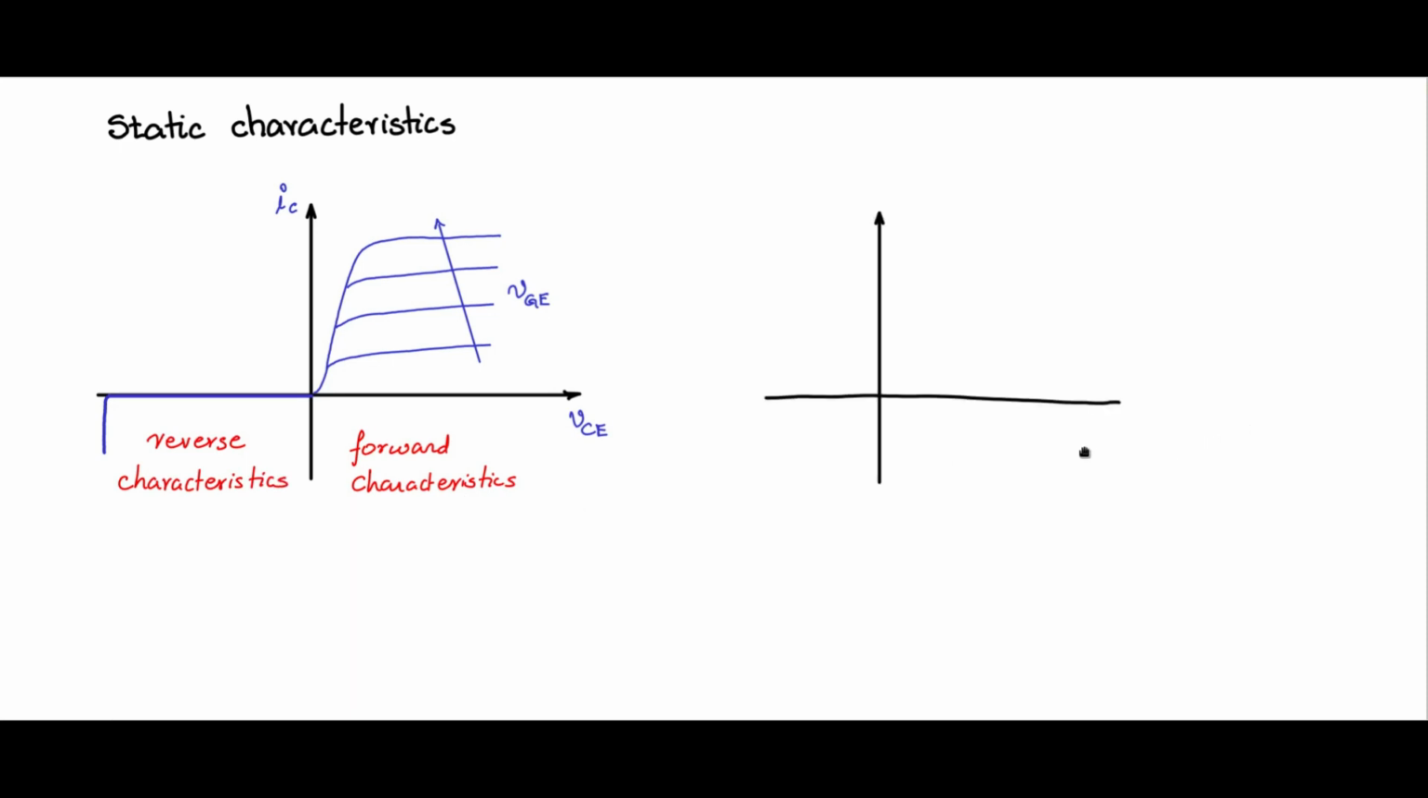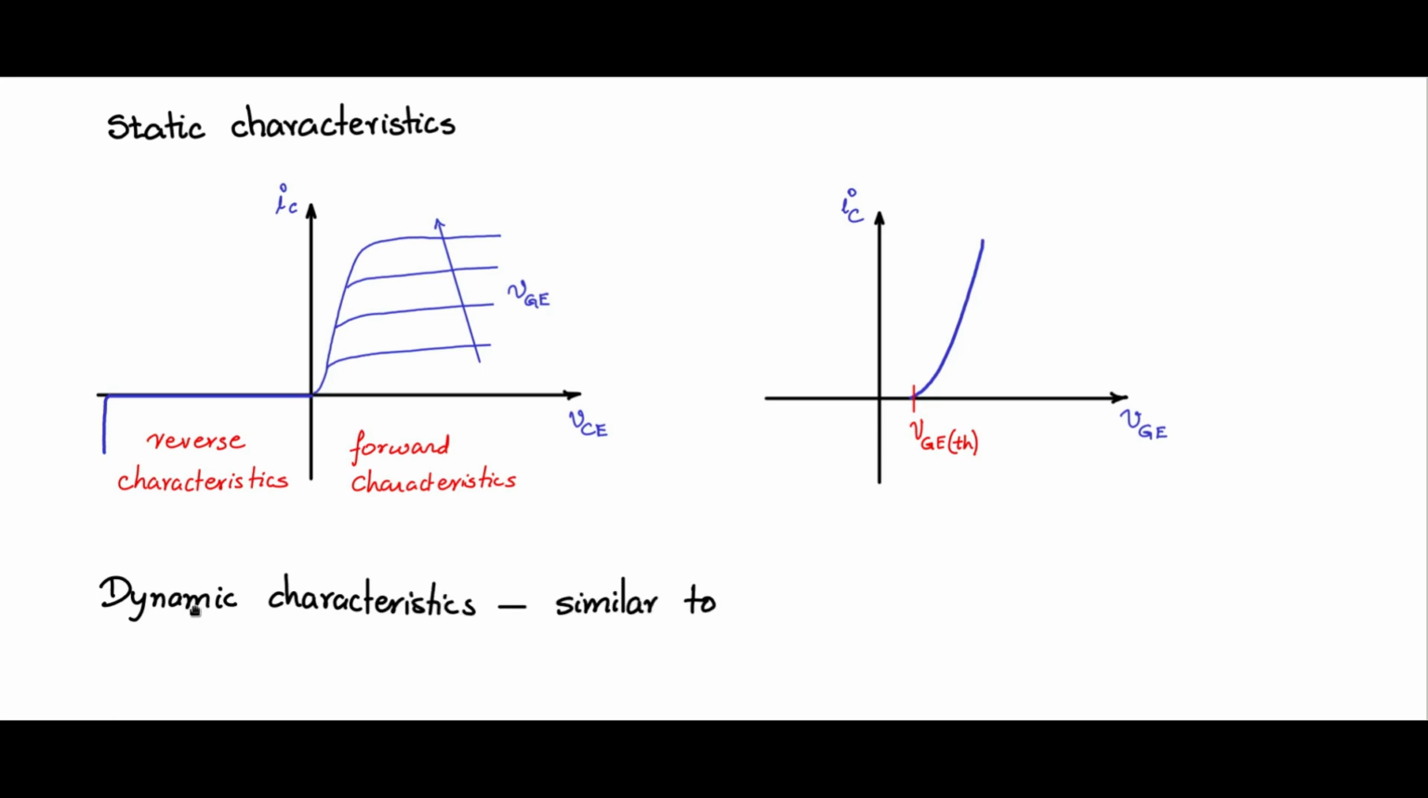The transconductance curve, VGE versus IC, is very similar to that of the enhancement MOSFET, and here you see is the cutoff where you can say that this is the VGE threshold, which is very similar to the VGS threshold of the MOSFET. So these are the static characteristics, almost same as the MOSFET. In fact, for the dynamic characteristic, it is very similar to the MOSFET, not much changes.